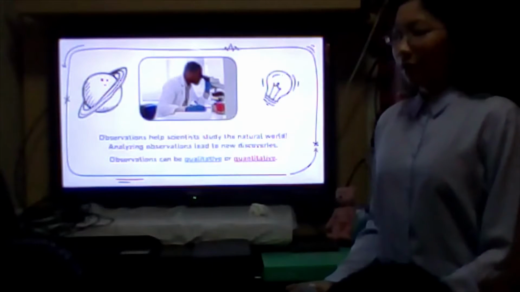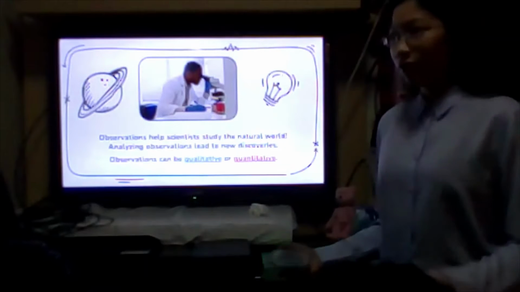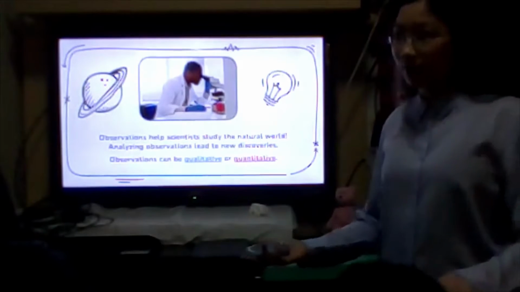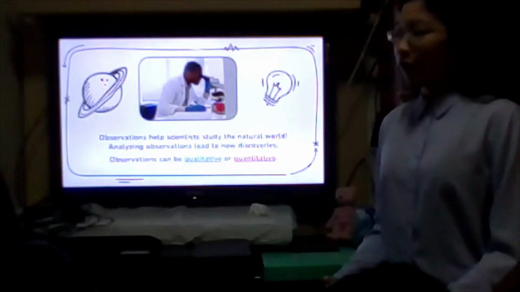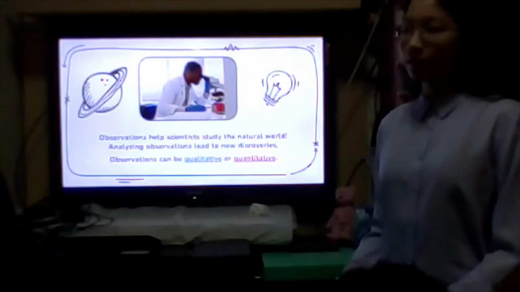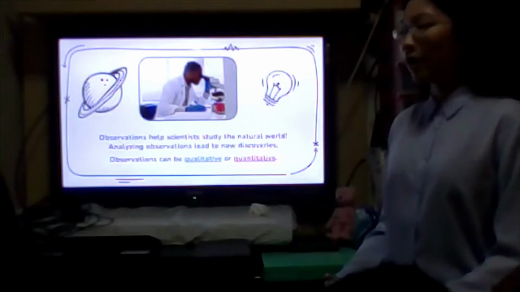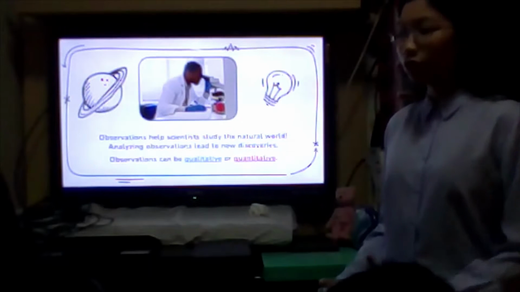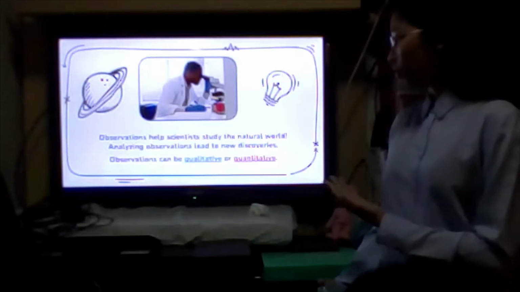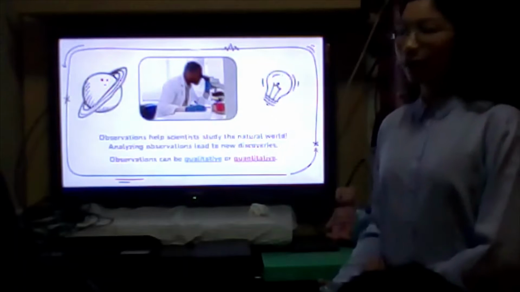Observations help scientists learn about the natural world by noticing things that we may not have noticed before. And analyzing these new observations can lead to new discoveries. Now, observations can come in two different types. Those are qualitative and quantitative observations.